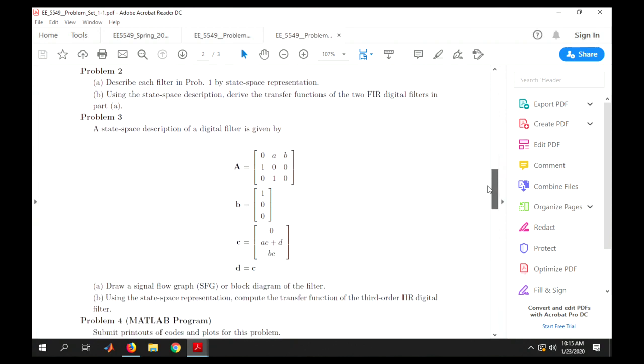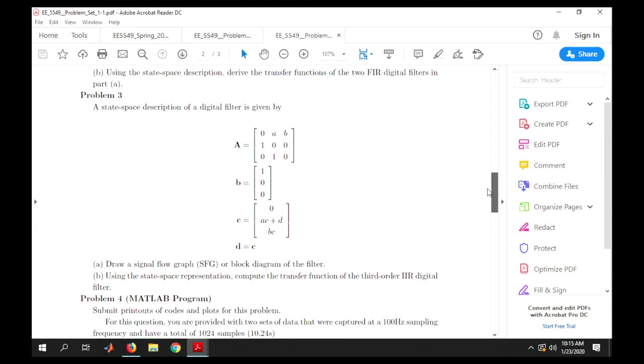Okay, so, problem 3 has given you this A, B, C, D matrix, the state space parameters, and then draw a signal flow graph. Maybe I will spend a little time now that I see that term, and many of you have seen this in your undergraduate classes. So, draw a signal flow graph or block diagram. What I was doing in the example right now, start with the block diagram of the biquad and then get this ABCD. Here given this ABCD, as you can see, this is a third order filter because there are 3 states.